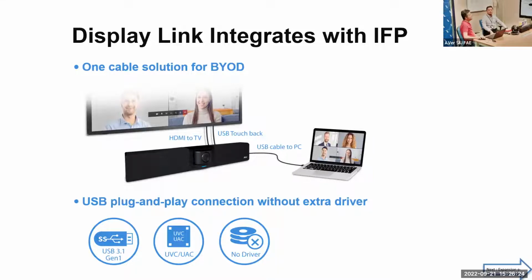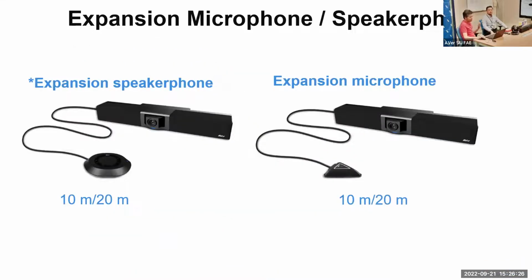Okay, this is the expansion solution for VB342 Pro. It means it can support a middle room, but the AI feature is not available on the expansion speakerphone. So the main resource for recognizing the voice to do the audio tracking is still the built-in microphone. Yes.